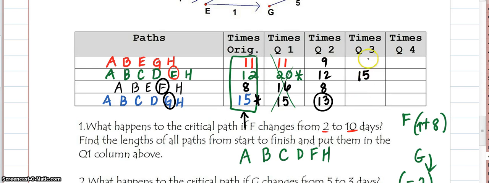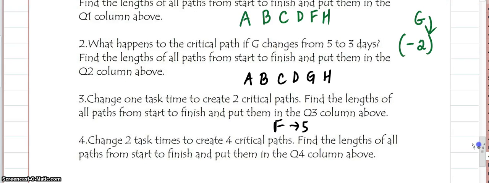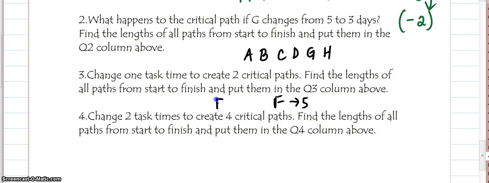Be sure you check all your other paths though. It won't change this time because there is no F in there, so it's still the original 11. This one, remember, we added 3 to that, so that would change that to an 11. And then finally on the last one, F was not a part of that, so it was 15. So now I have a tie for the critical path, and I did that by remembering F started at 2, and basically I added 3 to it, and I changed it so F now went to 5.